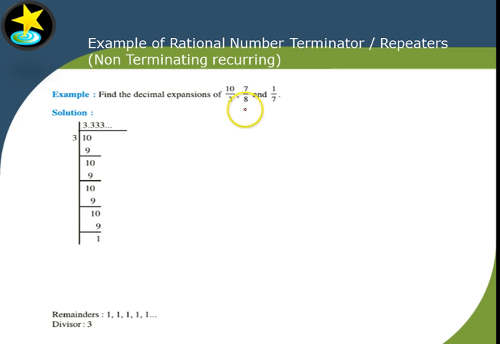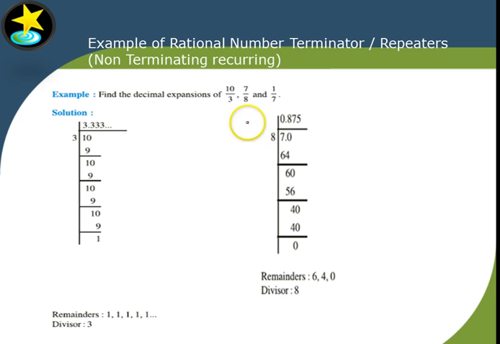Let's take another example, which is 7 by 8. If you try to divide 7 by 8, what you get is this. You will see at the end you get remainder 0, and that's where your division ends. So this is an example where the decimal representation of a fraction terminates. When we divide 7 by 8, we put a 0 and a decimal point, and we got 0 here.